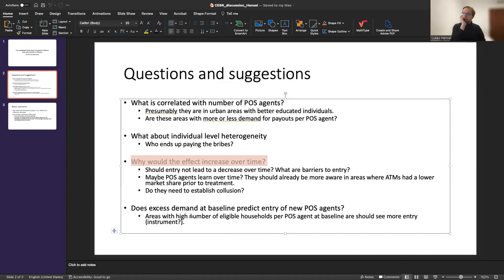And finally, because you mentioned trying to predict entry of new agents into new points of sale, one measure that came to my mind is excess demand. So how much demand for payment is there per agent at baseline? I think that should be a pretty good measure to predict entry. Empirically, I don't know, but theoretically I would expect that, relative to other districts, in places where there's more demand per point of sale, the incentives to enter should be higher because the potential market up for grabs is larger. So it might be another thing that you could use. I don't know if it's an instrument, I'd have to think this through, but that's definitely a measure that I would expect to be quite correlated.